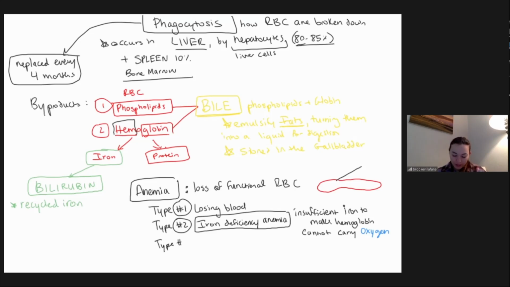The third type is going to be our pernicious anemia. I'm going to draw this as pernicious anemia.